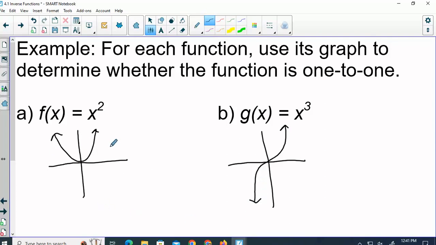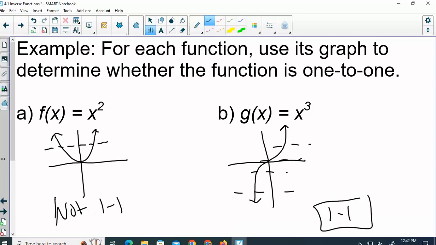So is x squared 1-to-1? No, you can draw a lot of horizontal lines that hit that graph multiple times. What about x cubed? Yes, no matter where you draw that horizontal line, it only hits the graph once. So it's much easier to look at a graph than doing the algebraic approach, but sometimes it's hard to graph something, so that's why we have the other option.